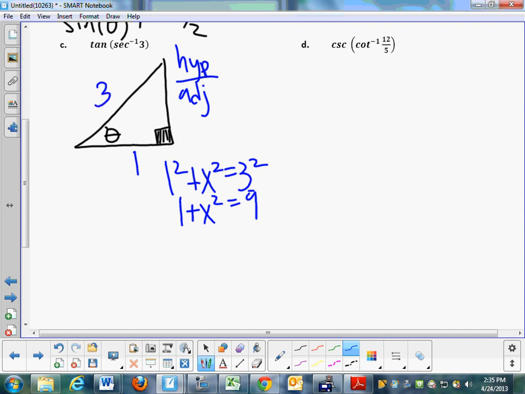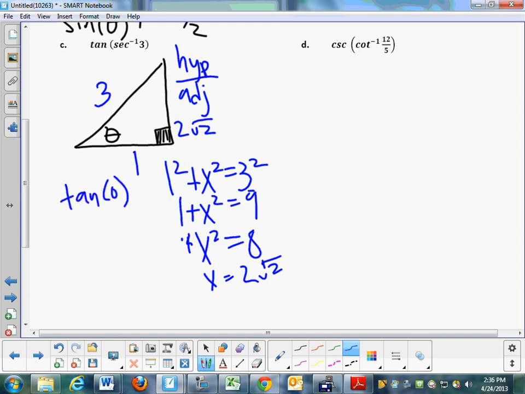Oh my goodness. 1 and 3, she's correct. Adjacent and hypotenuse. Can she figure out in simplest radical form what x is? She has x squared is equal to 8. 2 square root of 2. She's correct. She writes 2 square root of 2. Now she needs to evaluate tangent of theta.